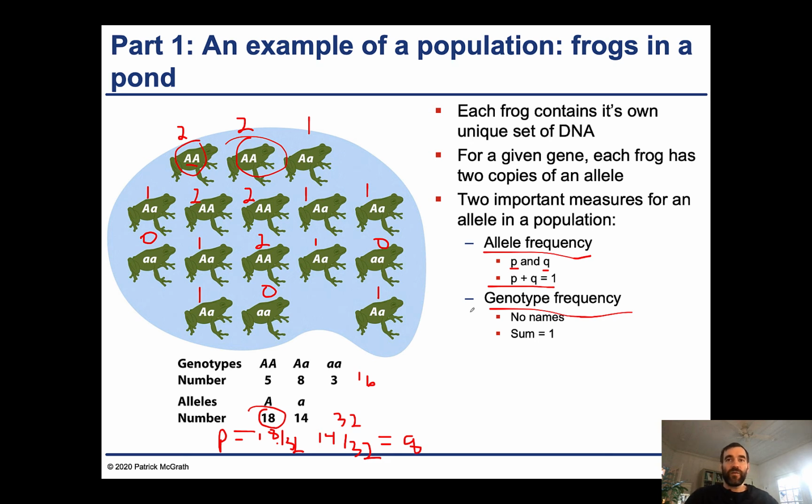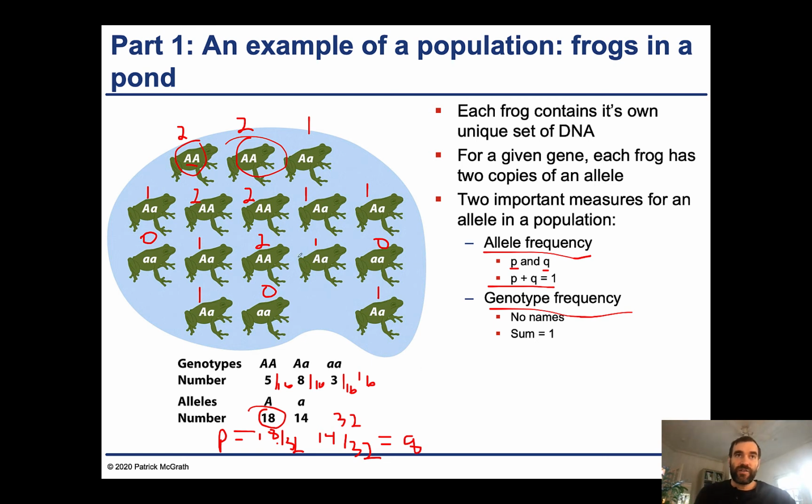So genotype frequency, again, the same sort of thing. This would be 5 divided by 16, 8 divided by 16, and 3 divided by 16. So there's 3 different genotype frequencies, because you can have the homozygous, heterozygous, and then the homozygous of the alternative allele. So these don't have names, but these also, if you add them up, have to equal 1.